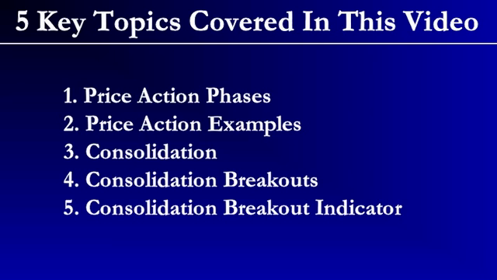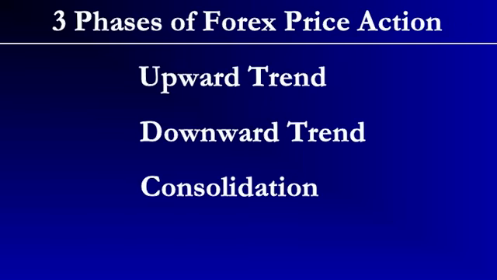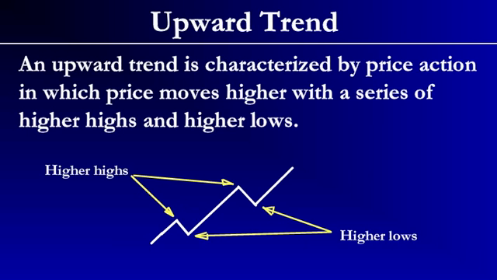There's 5 key topics I want to cover in this video. The price action phases, price action examples, consolidation, consolidation breakouts, and a consolidation breakout indicator. The 3 phases of price action are upward trend, downward trend, and consolidation. In an upward trend, you'll find that an upward trend is characterized by price action in which price moves higher with a series of higher highs and higher lows.